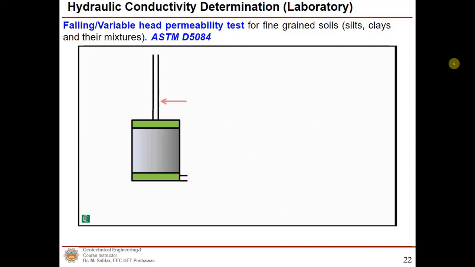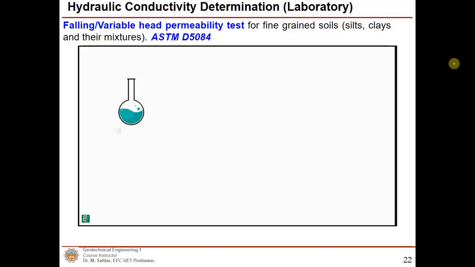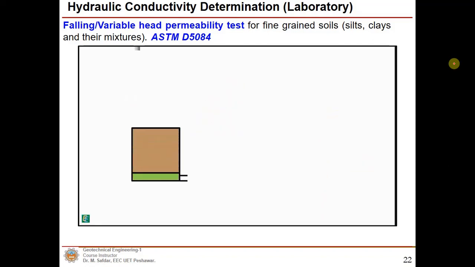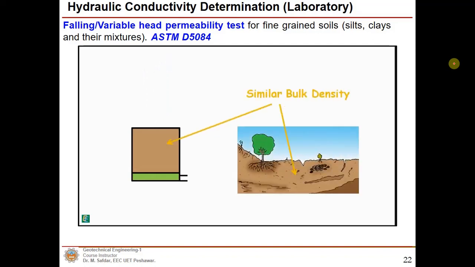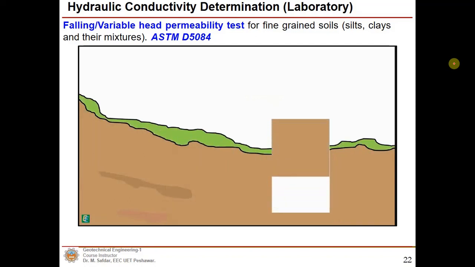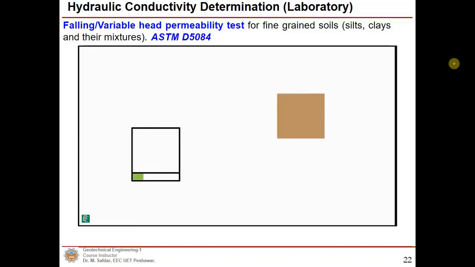Inlet is fitted with a graduated vertical standpipe. The diameter of this pipe is known, and let's say it is small letter d. Also its area is small letter a. We can perform this experiment on both disturbed and undisturbed soil samples. We fill the mold with our sample soil and compact it to a density which may be representative of the field conditions. Or for an undisturbed sample, we take out a soil sample from the ground and trim it to the dimensions similar to that of the mold.